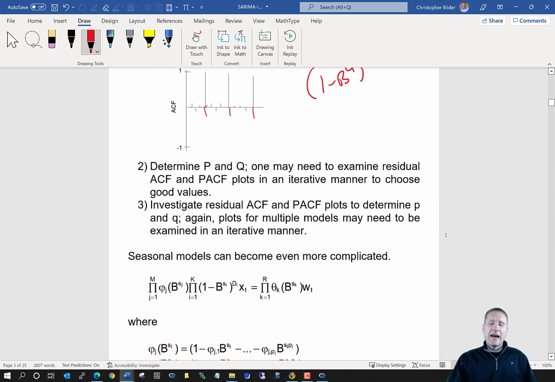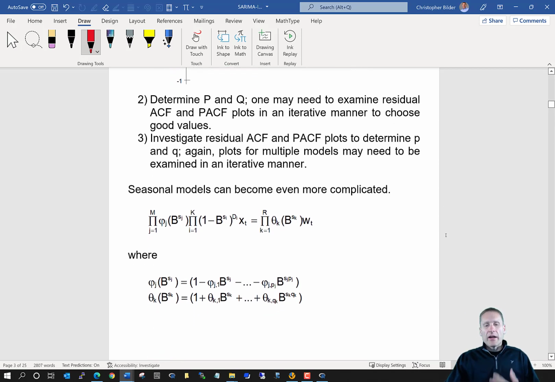once you are done with that, then try to figure out the values for your capital P and capital Q. In other words, try to figure out the AR and MA components for the seasonal aspect. So what you might do is start conservative, choose a capital P that's equal to 1, or choose a capital Q that's equal to 1, and examine the corresponding residual ACF and PACF plots to determine whether other seasonal aspects need to be accounted for.